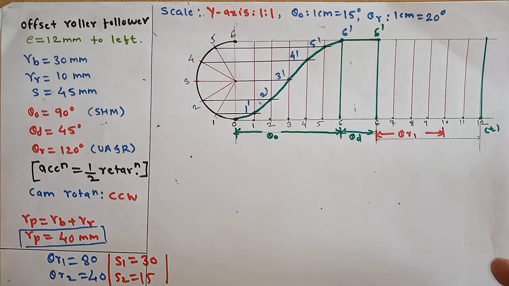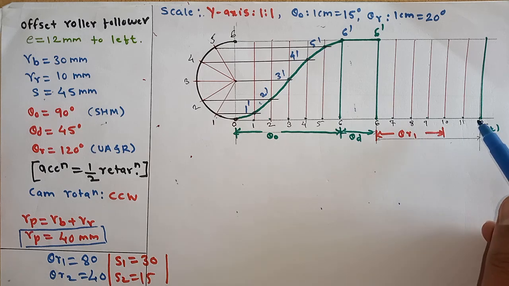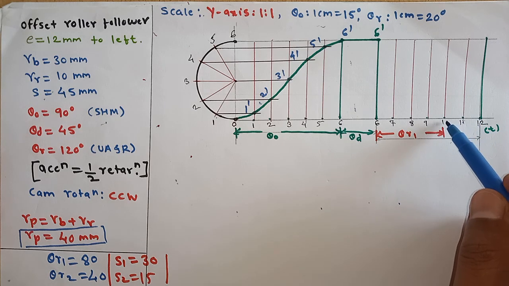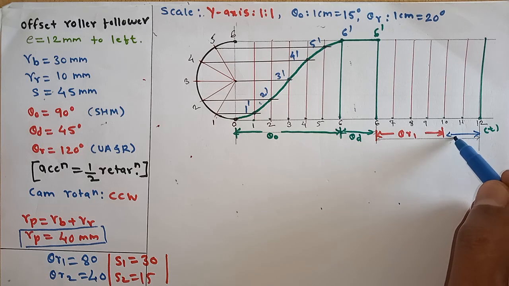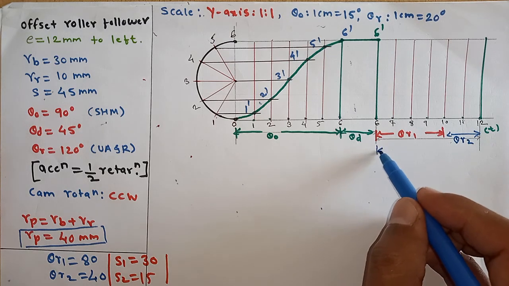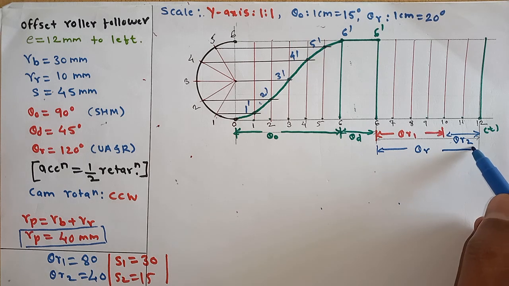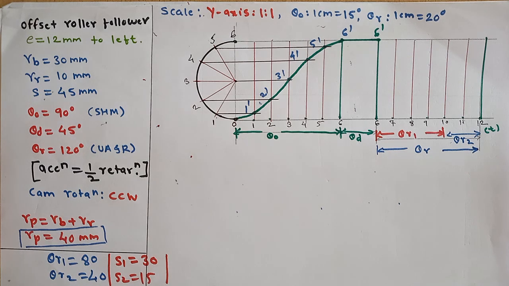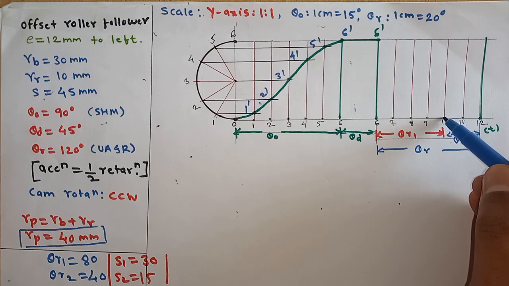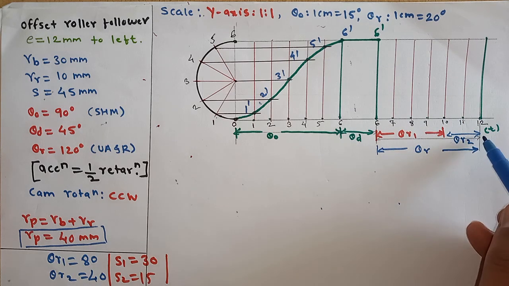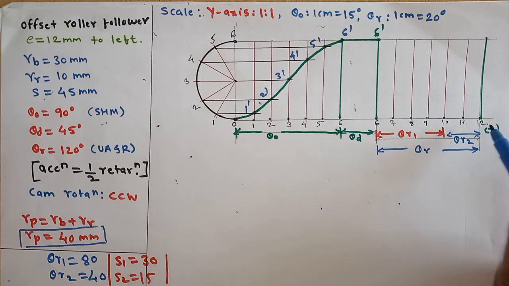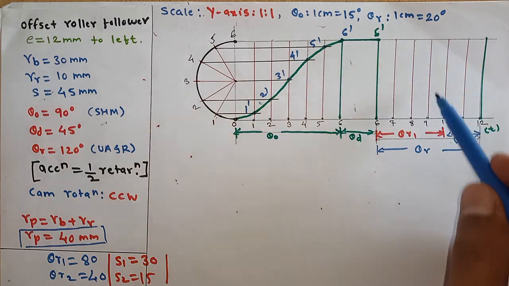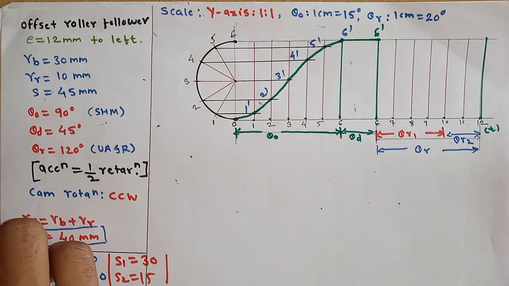It is 40 degrees. We have taken a scale of 1 centimeter equals 20 degrees, so 1 division represents 20 degrees. So 20, 20, 40 degrees. This represents theta R2, and the total is the return stroke angle theta R, 120 degrees. Now we will divide this line number 10, which is separating the accelerating period and retardation period, into the same number of parts as that of the return stroke angle. So we will divide this line into 6 equal divisions.